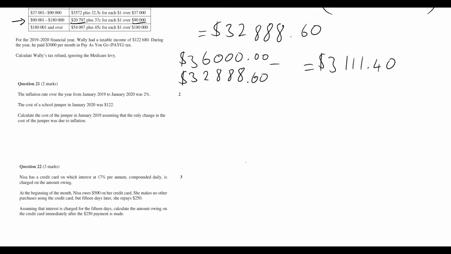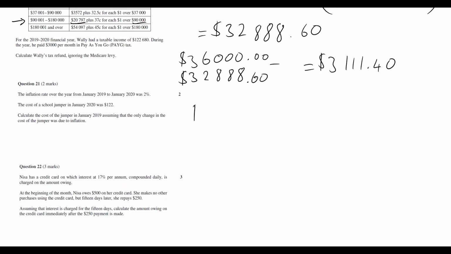So the cost of a school jumper in January 2020 was $122. We need to calculate the cost of the jumper in January 2019, assuming that the only change in the cost of the jumper was due to inflation. Okay, so this style of question is very similar to a GST style of question, right?